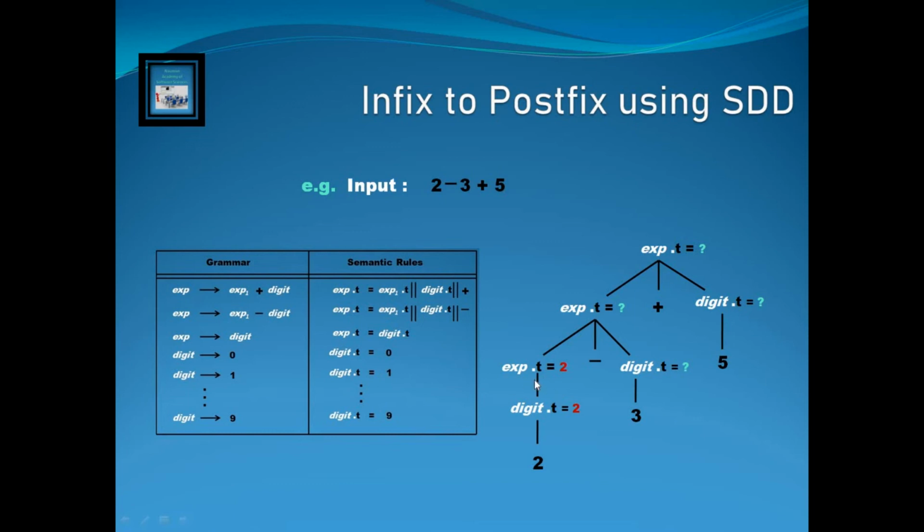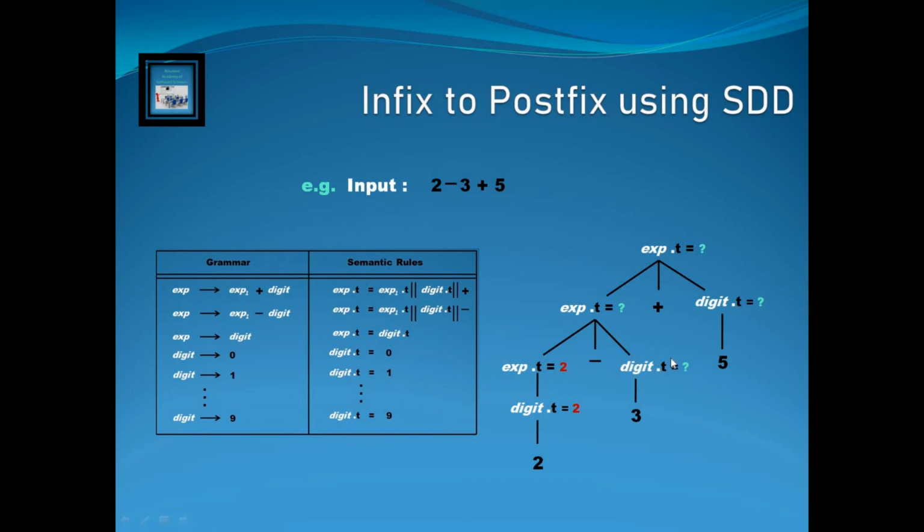Here the syntax directed definition is showing that when expression can have the form of digit, when this production is applied within this parse tree, the semantic rules say that the expression's postfix form will be equal to the digit's postfix form. As we already evaluated the digit's postfix form, that is 2, the expression's postfix form will also be equal to 2.